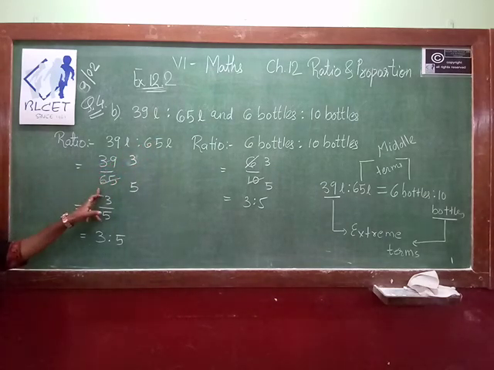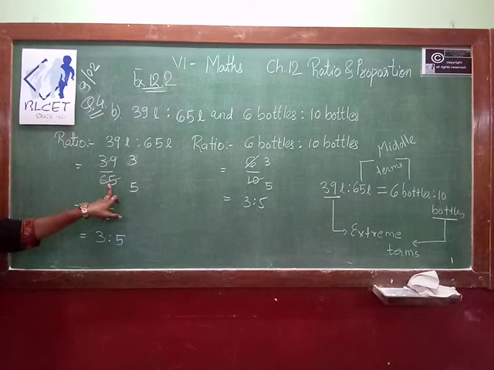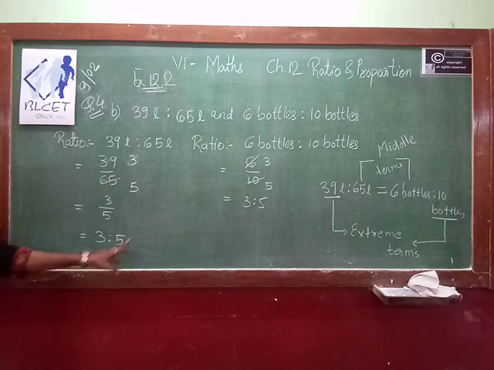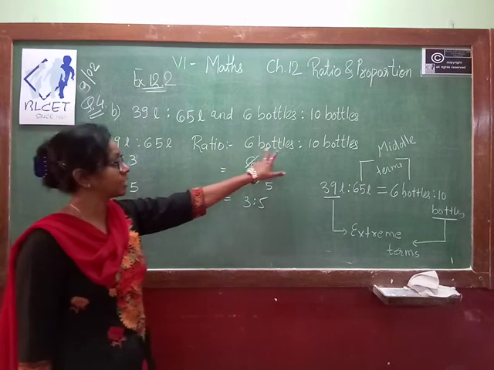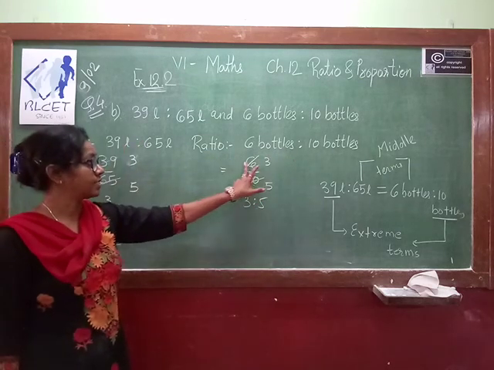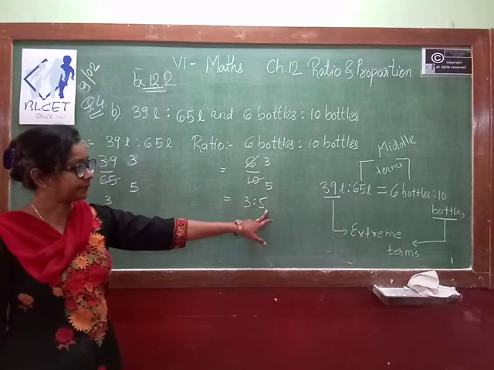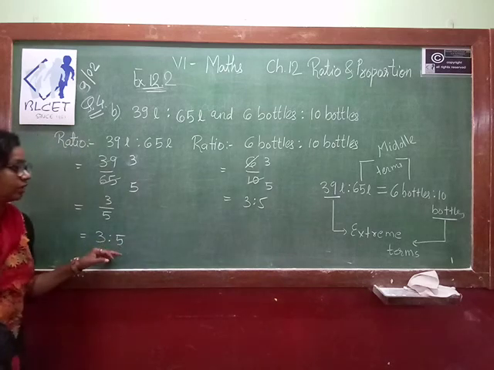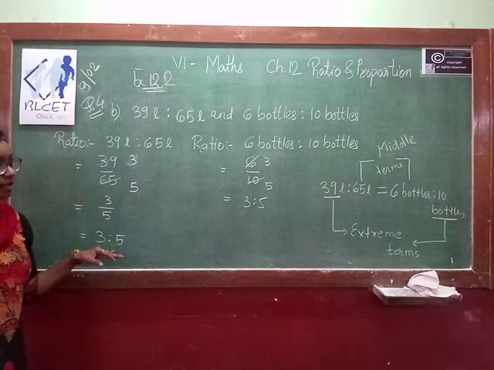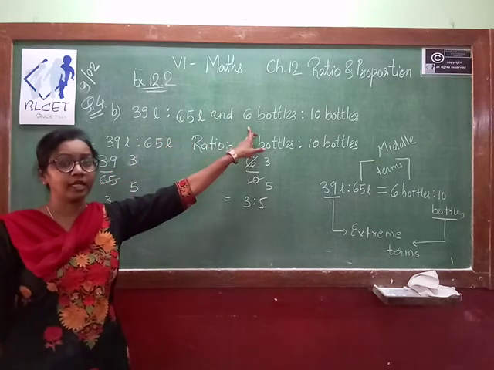Take fraction 39 divided by 65. We know that 13 threes are 39 and 13 fives are 65. So what ratio are we getting? 3 by 5, that is 3 is to 5. Next we have the ratio of 6 bottles is to 10 bottles, that is 6 divided by 10. 3 twos are 6, 5 twos are 10. So what ratio are we getting? 3 is to 5. If you observe, both the ratios are the same, so we can say that all the 4 quantities are in proportion.